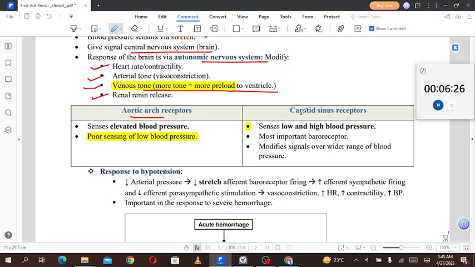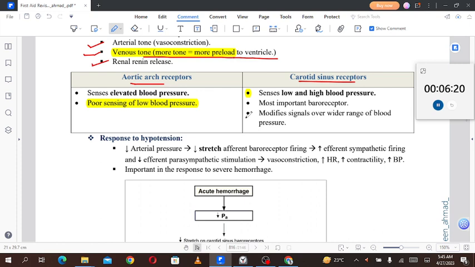The aortic arch receptors and the carotid sinus receptors are the two main stretch receptors acting as baroreceptors. The aortic arch receptors sense elevated blood pressure and are poor at sensing low blood pressure, because the aorta is such a high pressure system that these receptors cannot sense low blood pressure. They are just concerned with high blood pressure. So they sense the elevated blood pressure in the aortic arch.